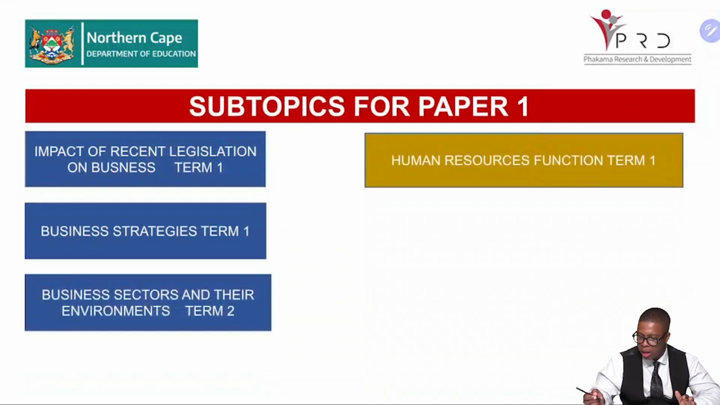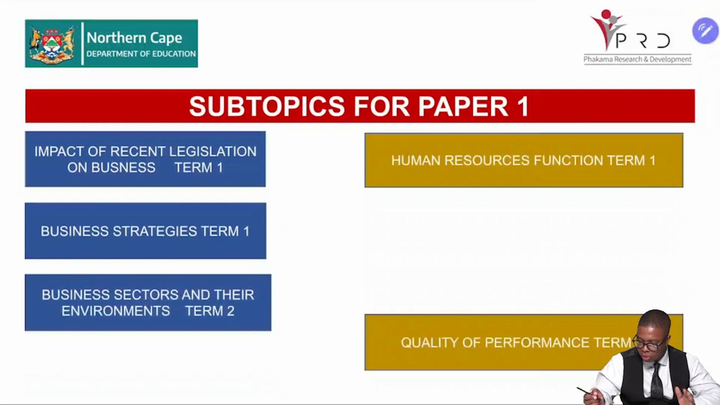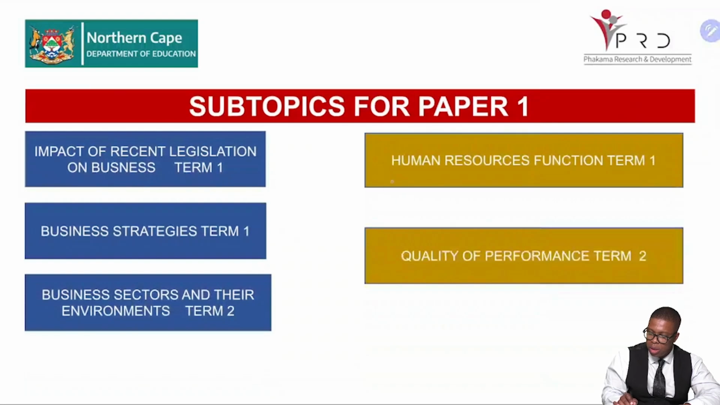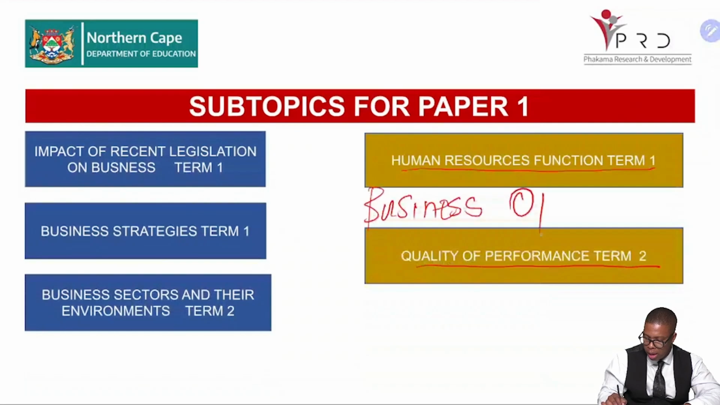Then you also have human resources function together with quality of performance. These are the subtopics for paper 1. But for business operations, we only focus on the yellow highlighted subtopics because these fall under the main topic we call business operations, which is human resource and quality of performance.